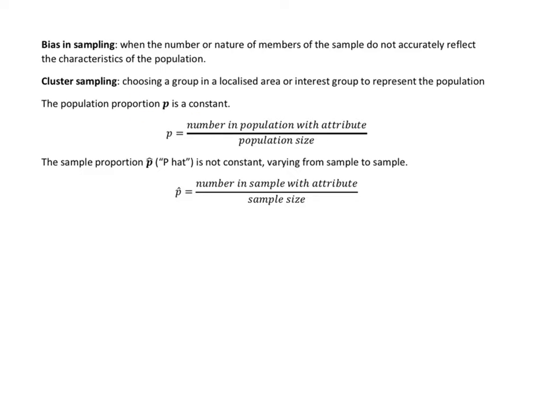Population proportion P is a constant. It's completely dependent on the population. The sample proportion p hat is not constant and varies from sample to sample.